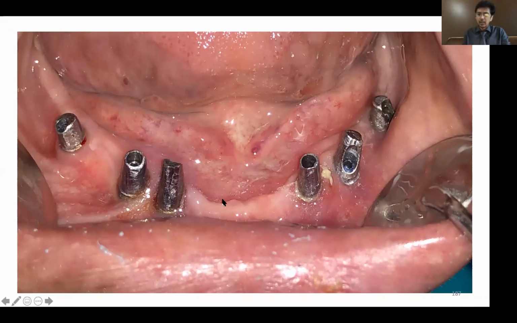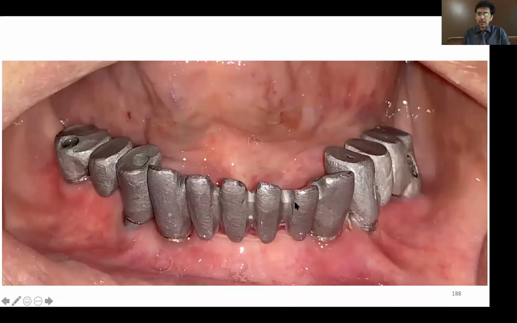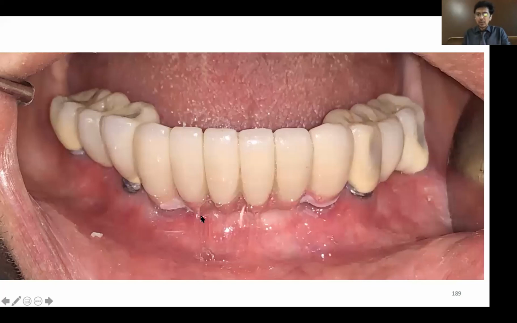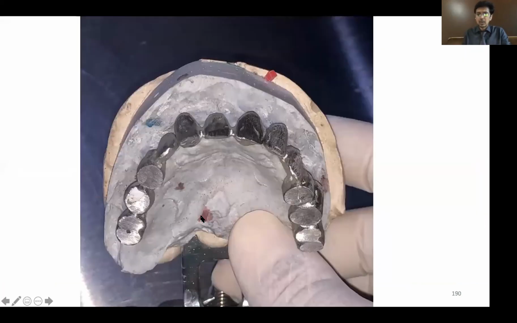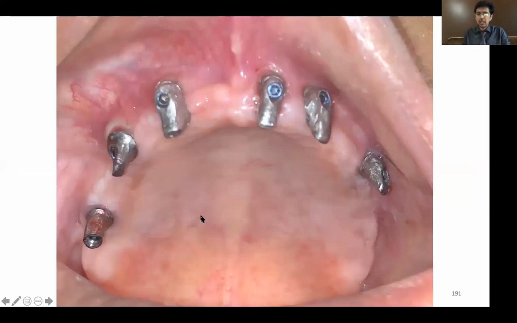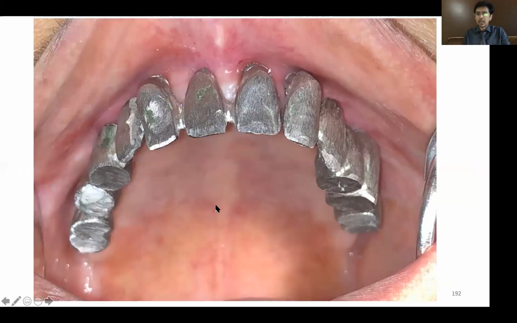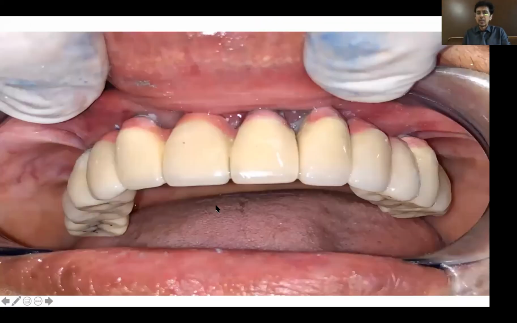So all the abutments were placed. This was the try-in stage. Can you see a lot of resorption had occurred? In the maxilla also, the prosthesis was divided. A segmental prosthesis was delivered, and ultimately resorption was there. It has been a couple of years now and I've been following up the case, but on the whole, it is a stable case.